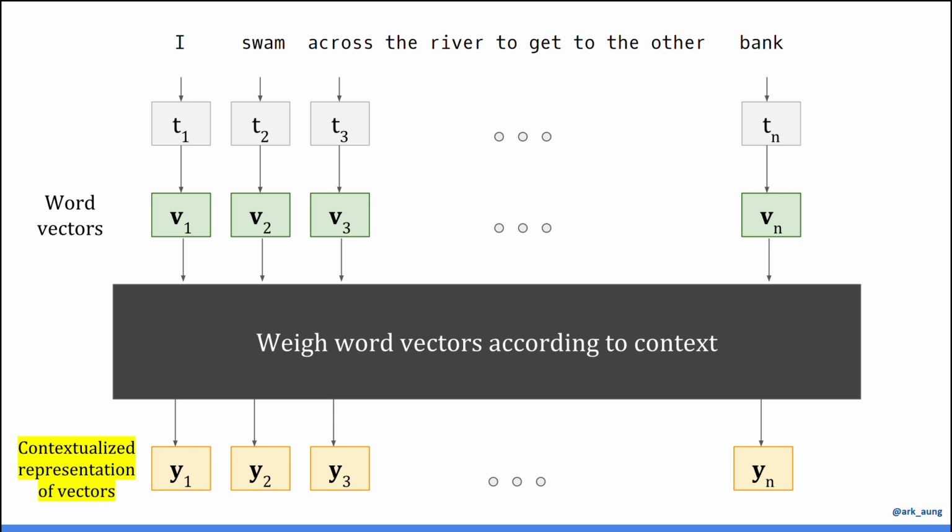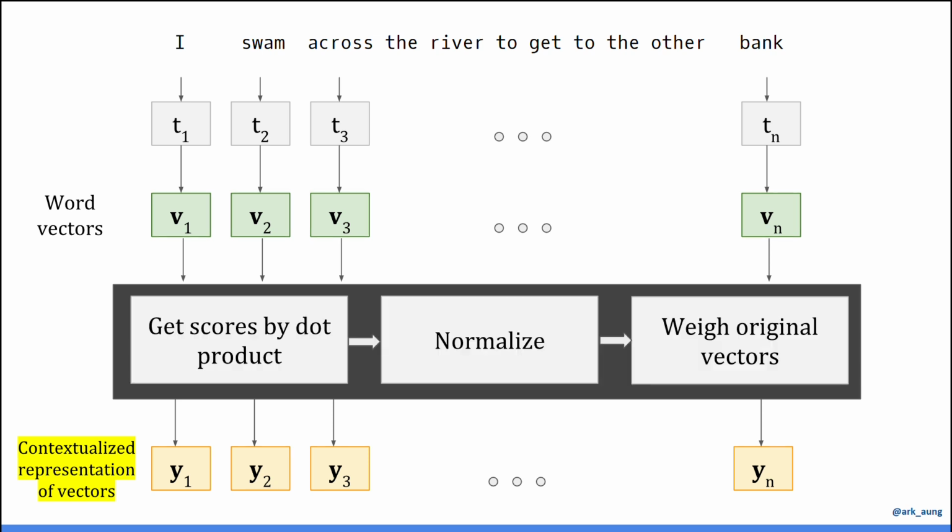Here, v1 is the original word vector. y1 is the enhanced version, the augmented version. And how do you augment and enhance? You weigh your surroundings to influence yourself. And the process is: first, get scores by dot product, normalize with the softmax function, weigh original word vectors, and there you go.